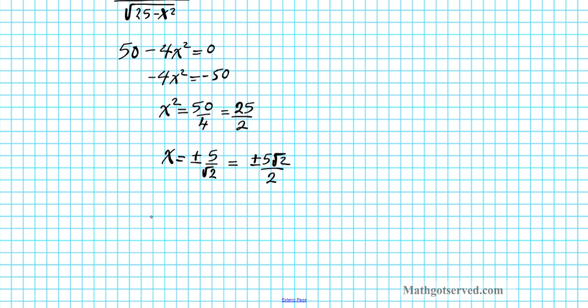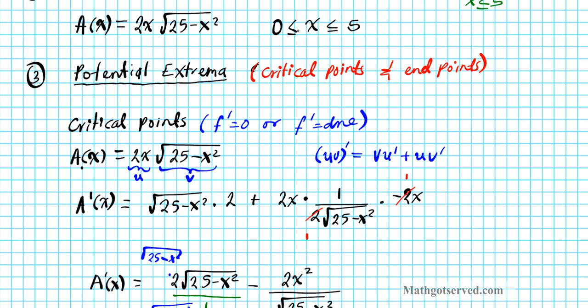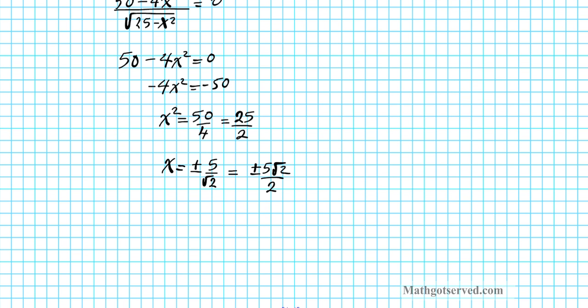Okay, now if you look at our domain constraints, x has to be between 0 and 5, including 0 and 5. So we have to drop the negative result. Okay, so x is equal to 5 root 2 over 2. And then x equals negative 5 root 2 over 2 is excluded. So you exclude that, okay? This is outside the domain, so we're just going to exclude that one. All right, so this is the only critical point that we have.